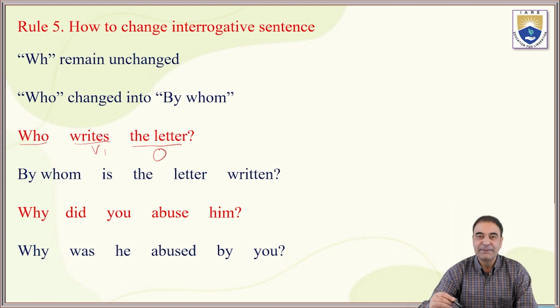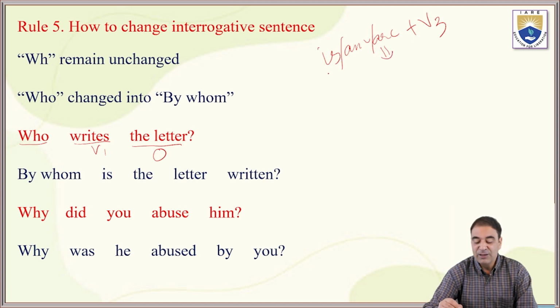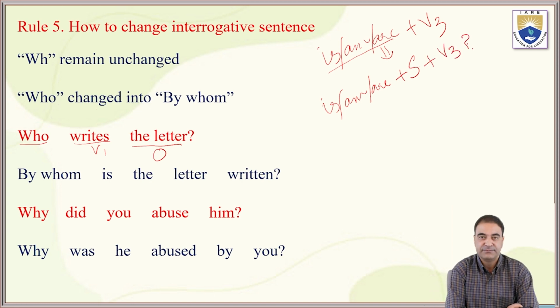Now, how to change this simple present tense? Simple present tense will change into is, am, are, plus verb in third form. But remember one thing. Here, you have to make a little change. And what's that change? These helping verbs, that means be forms of verbs, introduce subject after be forms of verbs, like this: is, am, are, plus subject, then plus verb in third form, only in interrogative sentences.